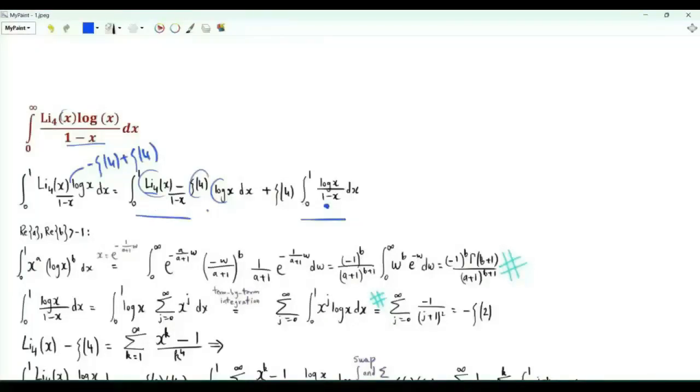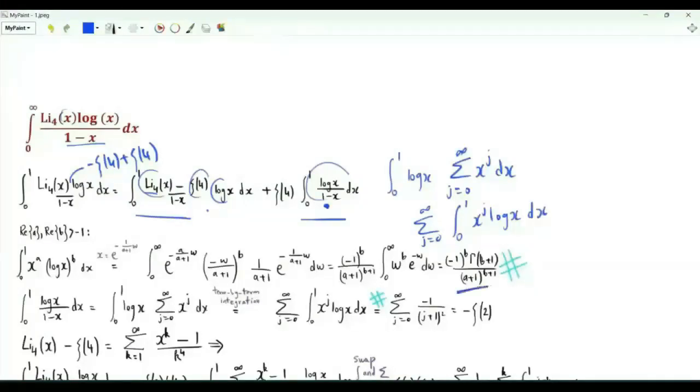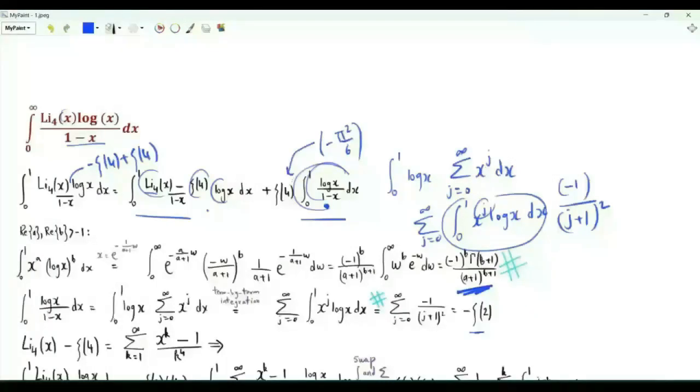Here we have zeta of 4 times the integral from 0 to 1 of log x over 1 minus x. This is the integral from 0 to 1 of log x times the summation over non-negative integer j of x to the j. Integrating term by term, we get the summation j from 0 to infinity of the integral from 0 to 1 of x to the j log x. Using this general result, the integral we have here is minus 1, gamma of 2, which is 1, divided by j plus 1 to the power 2. This integral is minus zeta of 2, that's minus pi squared over 6.